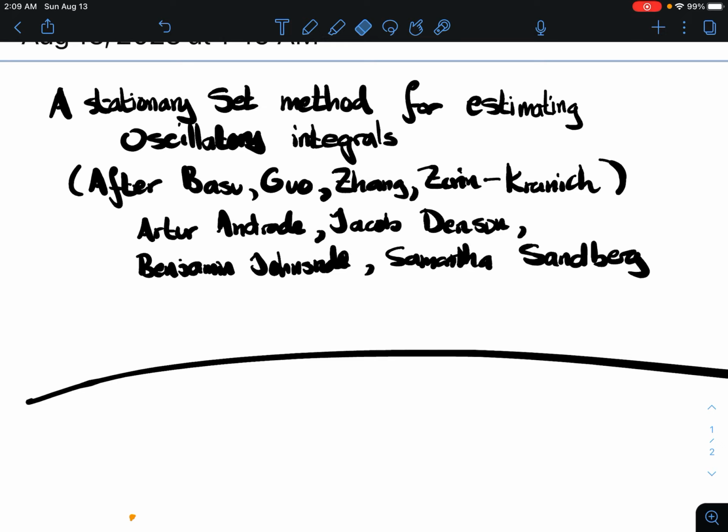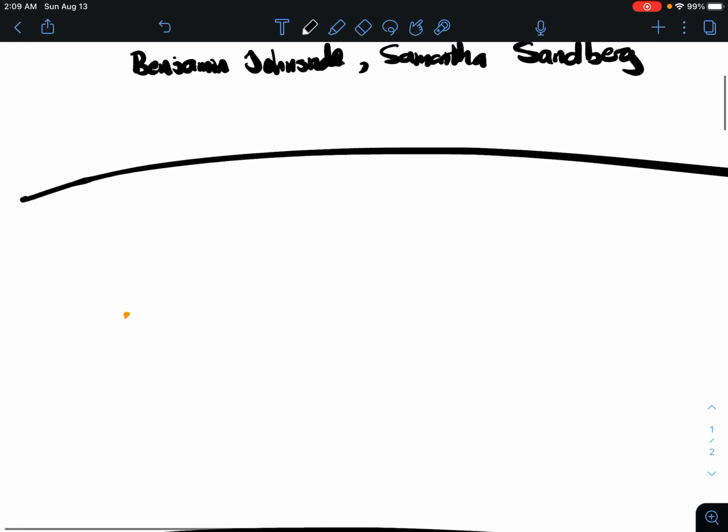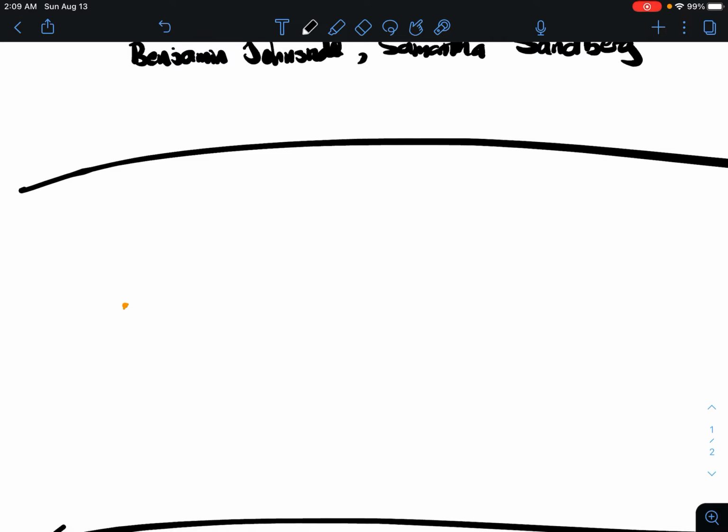So what is the main moral of this paper? Well, this paper discusses a category of two different problems and provides one link between these two problems. So let's introduce those two problems. The first genre of problems, they're called stationary set estimates.